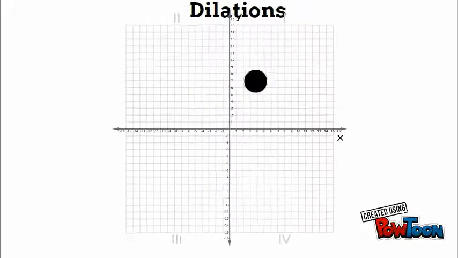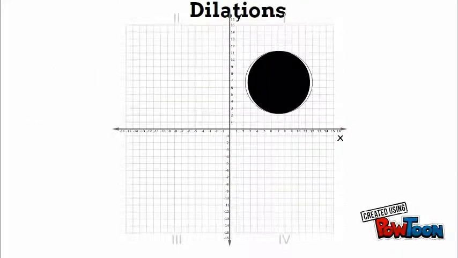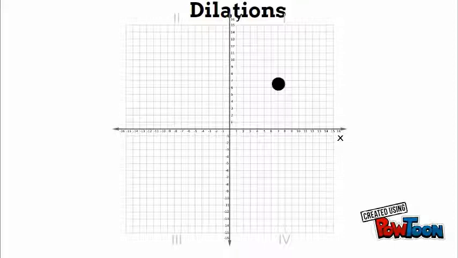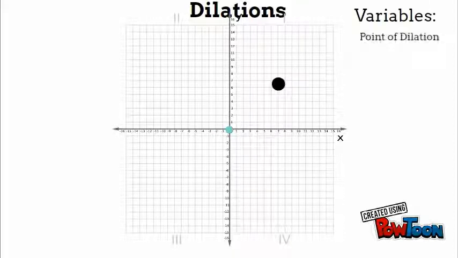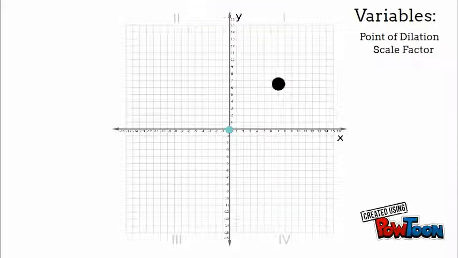Finally are dilations, which are the enlargement or shrinking of an object to a specified degree around a certain point. The variables for dilations are the point of dilation, where the point is being dilated, and the scale factor, or how the object will be affected in all directions.